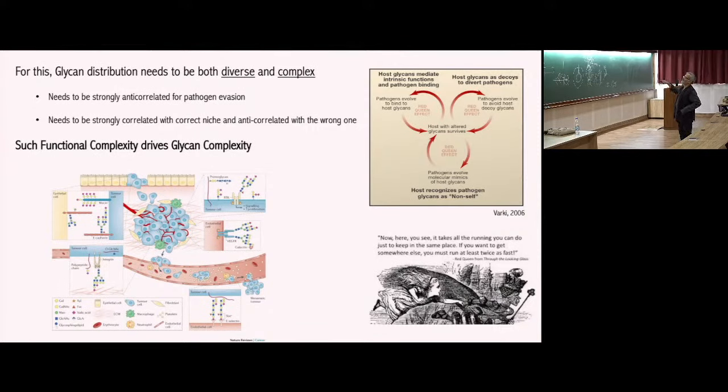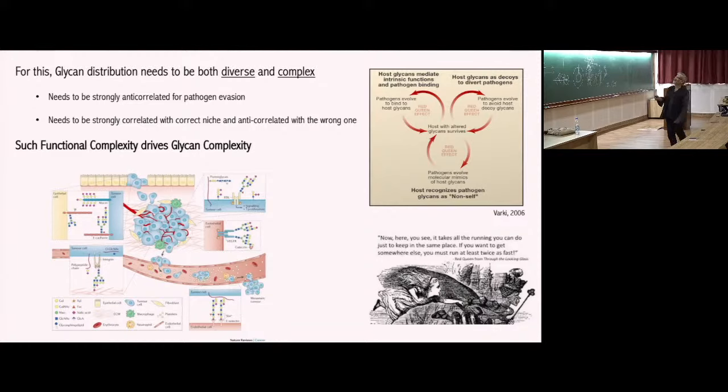This is a famous article written by Ajit Varki, one of the leading figures in glycobiology. It is called the Red Queen effect, a phrase taken from Through the Looking Glass, Alice in Wonderland. For those of you who haven't read this remarkable book, please read it. It's extremely interesting. One of the phrases here says, so that's the Red Queen talking to Alice: here, you see, it takes all the running you can do just to keep in the same place. If you want to get somewhere else, you must run at least twice as fast.